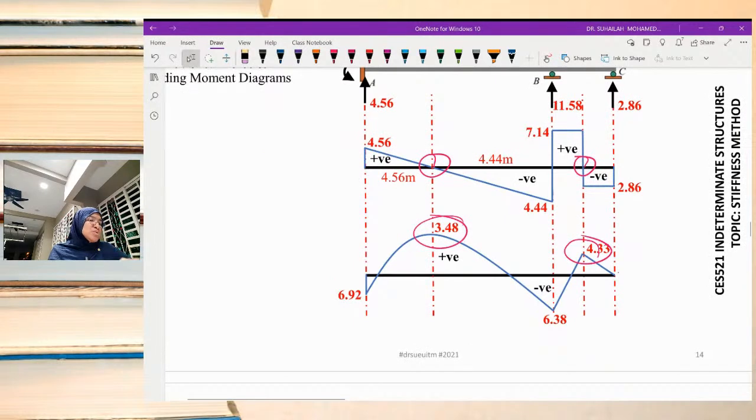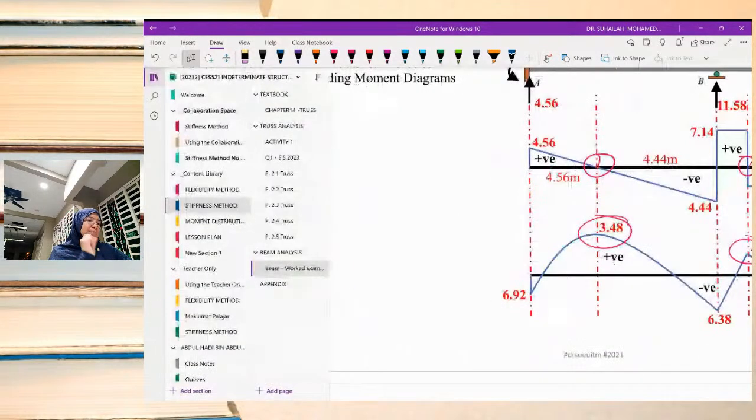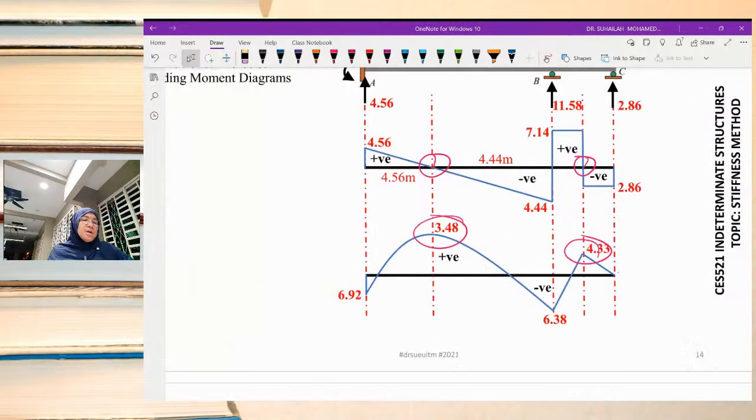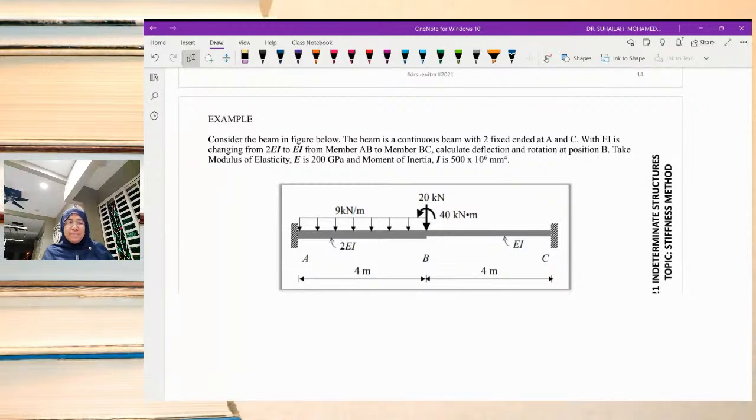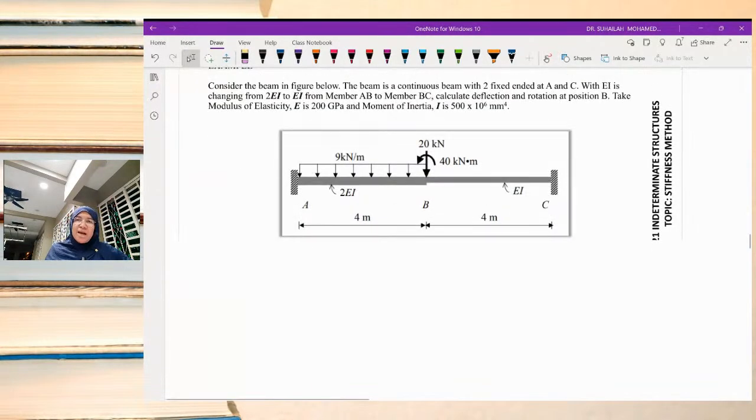This note I have actually put into your notes, so you can refer to this. Okay, before we end the session, let's look at this one. Very fast.